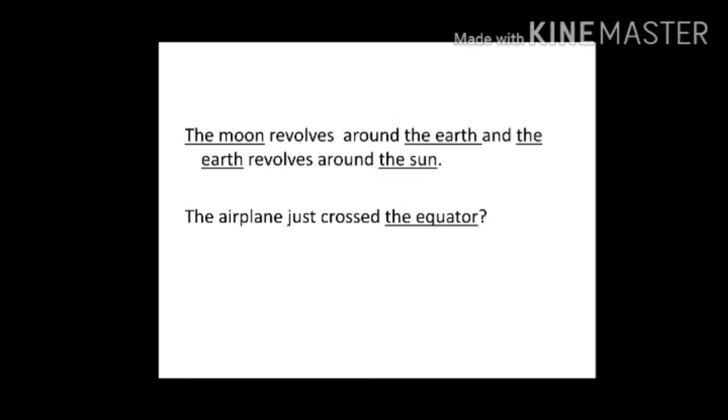Let us now have the sentences, the moon revolves around the earth and the earth revolves around the sun. We also have the sentence, the airplane just crossed the equator. I'm sure you are noticing something special in these two sentences. All of the underlined nouns are using the article the. So what do you think is the rule here?